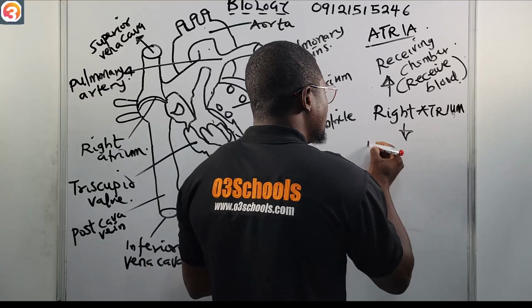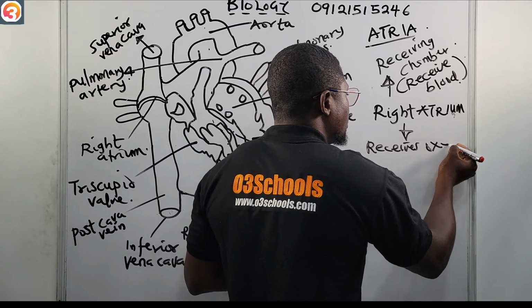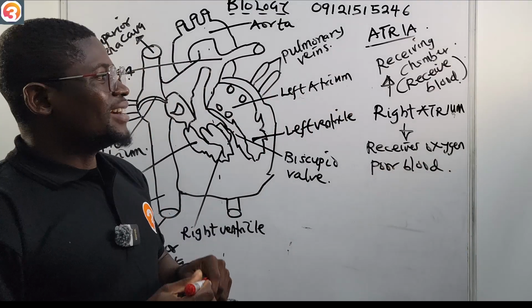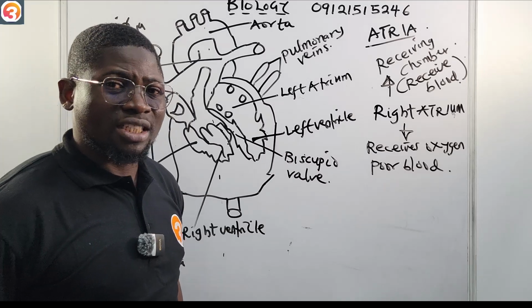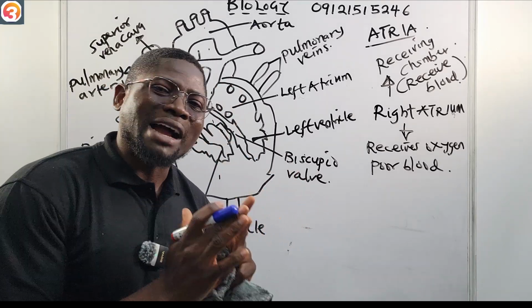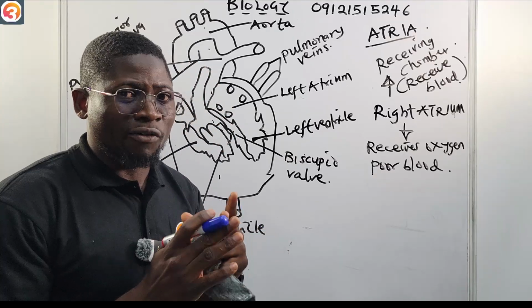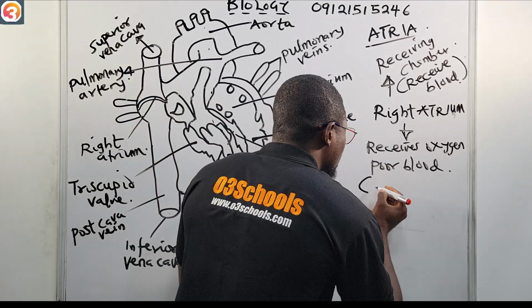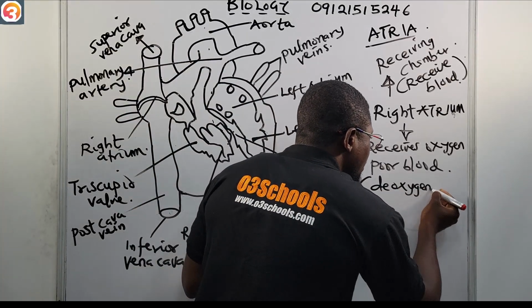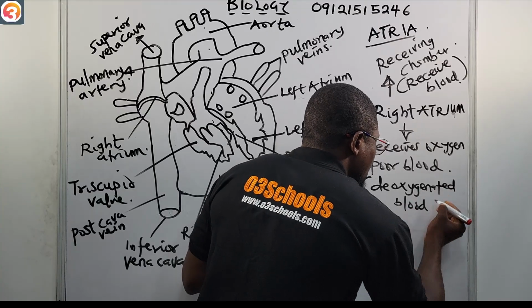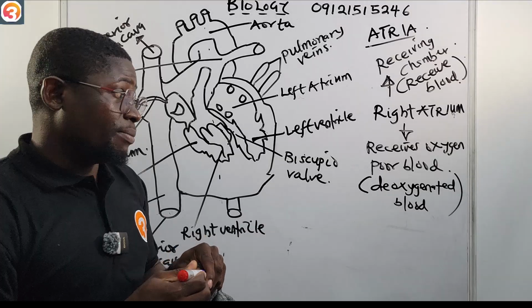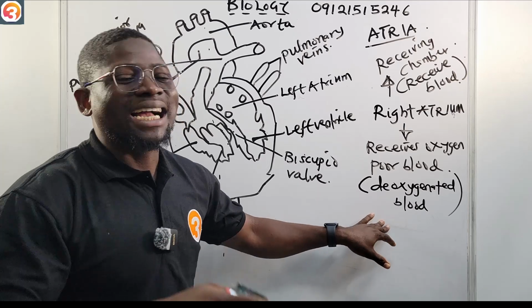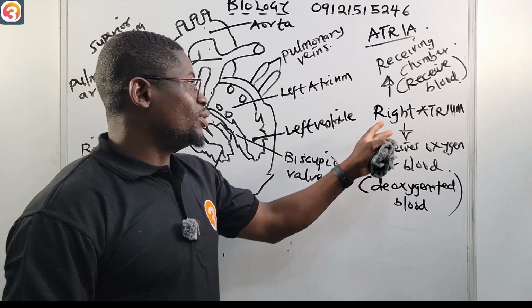The right atrium receives oxygen poor blood. Please take note of that. You know what oxygen poor blood means, right? That means blood that does not have oxygen, blood that has more carbon dioxide, CO2, than oxygen. This is exactly what I was talking about in the last episode. It means deoxygenated blood, blood that lacks oxygen. That is what the right atrium receives.